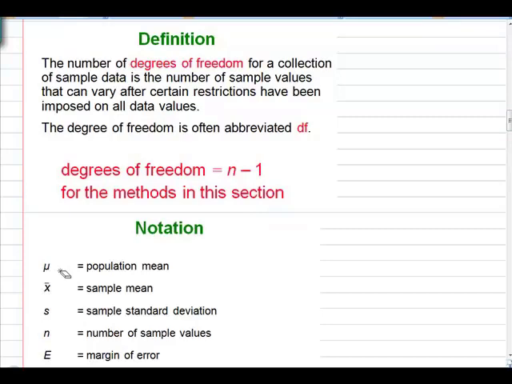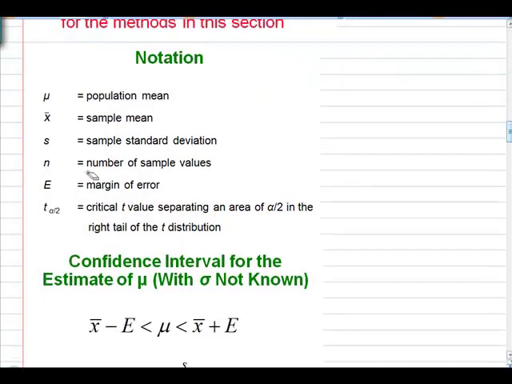So mu is still the population mean, x bar is the sample mean, s is the sample standard deviation, n is the number of sample values, E is still our margin of error, and t sub alpha over 2 now is the critical value t, separating an area of alpha over 2 in the right tail of the t distribution.